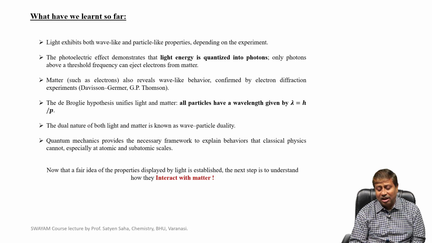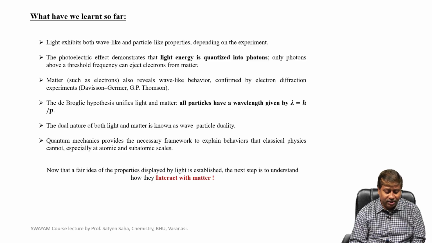Next, the de Broglie hypothesis unifies light and matter. All particles have a wavelength, and that wavelength is given by lambda equal to h by momentum p. The dual nature of both light and matter is known as wave particle duality. Quantum mechanics provides the necessary framework to explain behaviors that classical physics cannot, especially at molecular, atomic or subatomic scales.